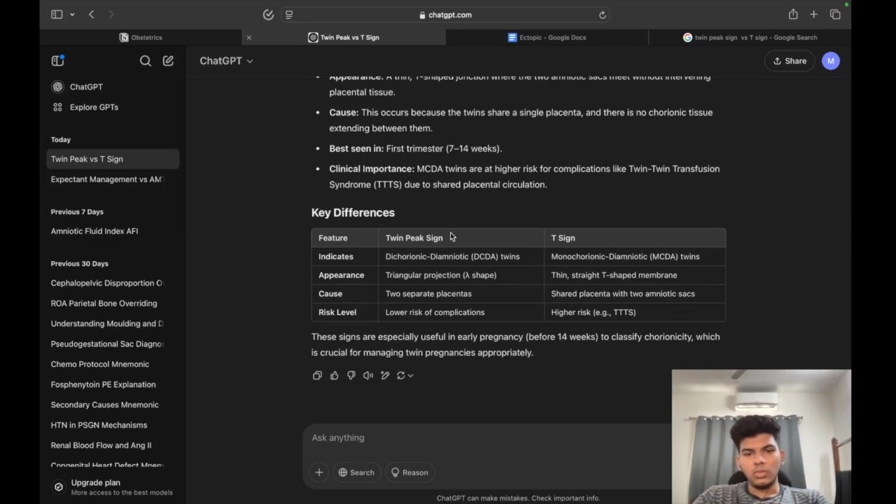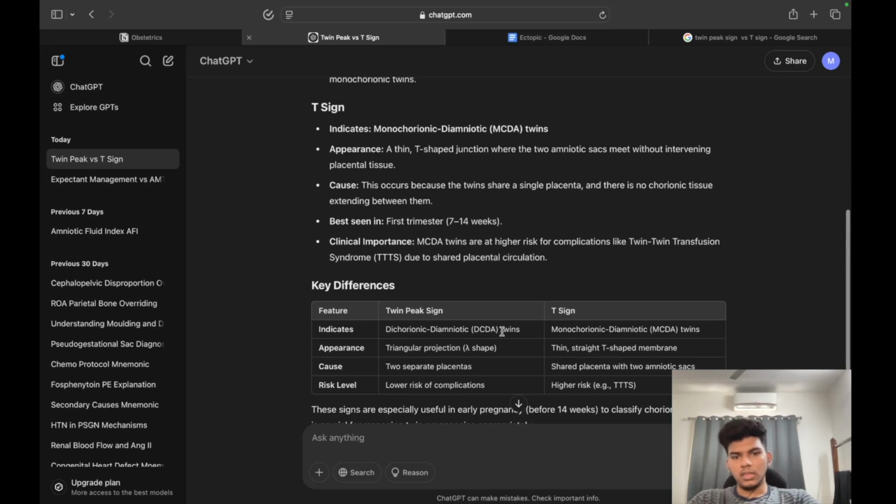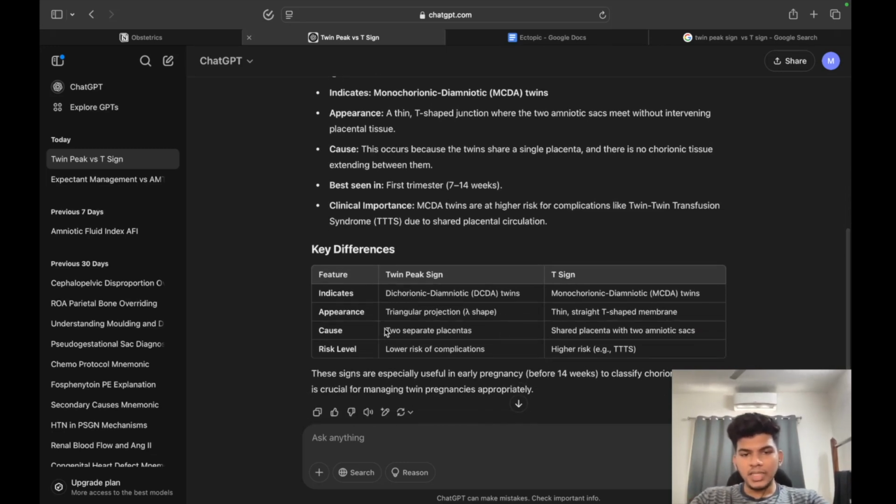So let's take a look. In the case of the twin peak sign, it is a triangular projection, which is the lambda sign, which looks like a lambda, so that's why it's called the lambda sign. There is presence of two separate placentas, so it is dichorionic with low risk of complications. That is the twin peak, so two different peaks.